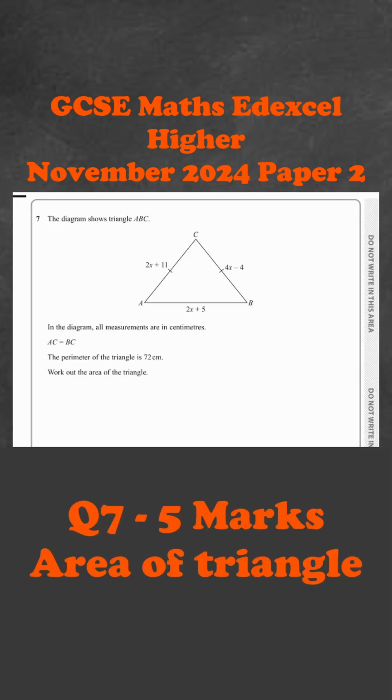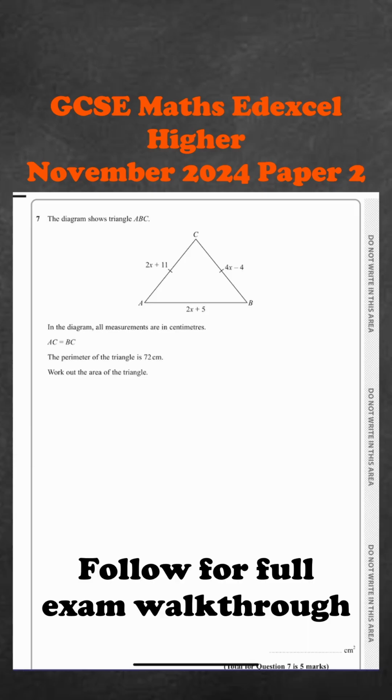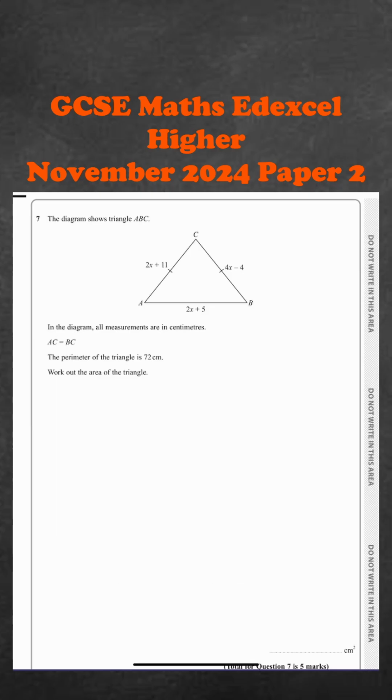Question 7. The diagram shows triangle ABC. In the diagram, all measurements are in centimetres. AC equals BC. The perimeter of the triangle is 72 centimetres. Work out the area of the triangle.